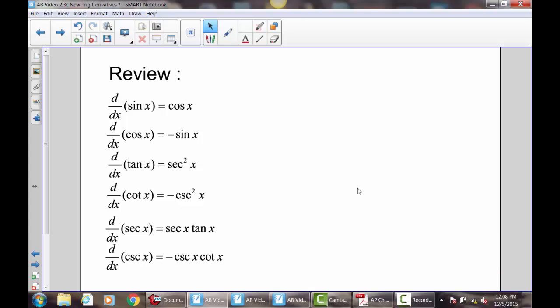Make sure you know them all. Make sure you realize all the derivatives of the co's are negative. All the derivatives of the non-co's are positive. And as far as the last four, if it's non-co, it's non-co. If it's co, it's co, etc.